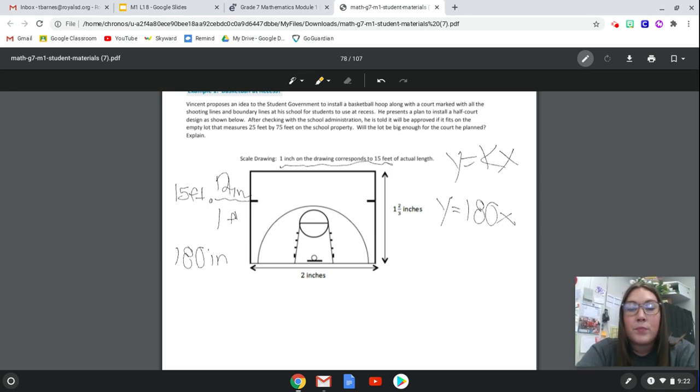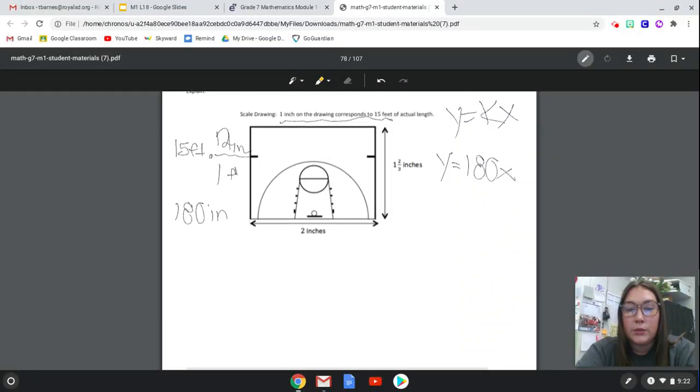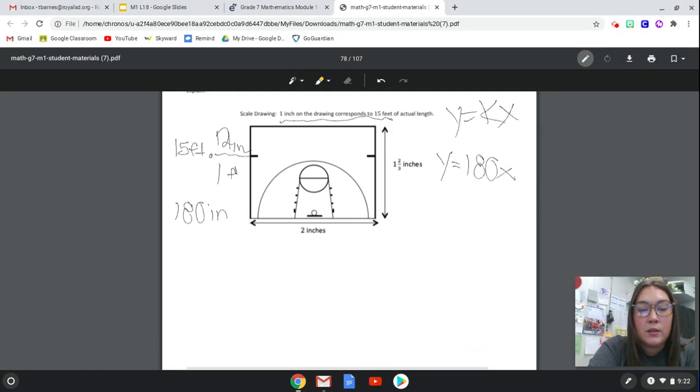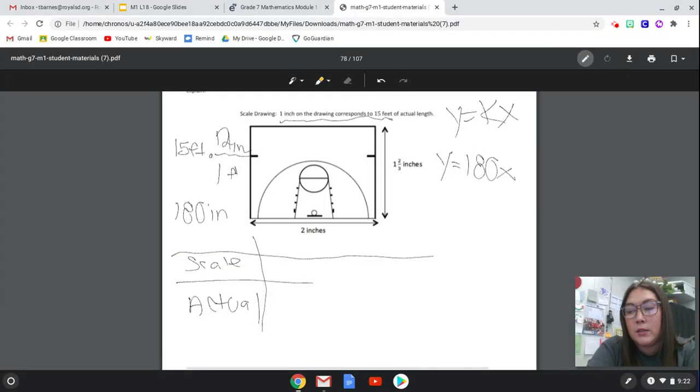because that 180 just represents that for 1 inch of the drawing, that corresponds to 180 inches of the actual length. And so we are going to first make a table. So we have the scale, and then we have the actual. And we need to compare a couple different things. We need to look at all of the different sides of this.